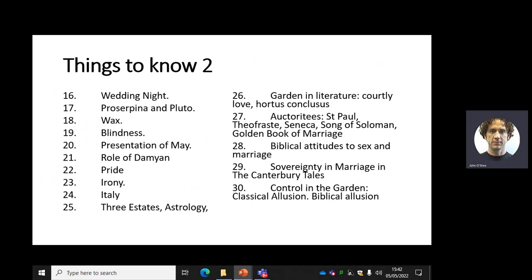May doesn't have any say, really, in whether she's married to him or not. You might consider the symbolism of gardens in literature, and maybe the reference to other texts. I always call them auctorites or authorities. Try to use the spelling.